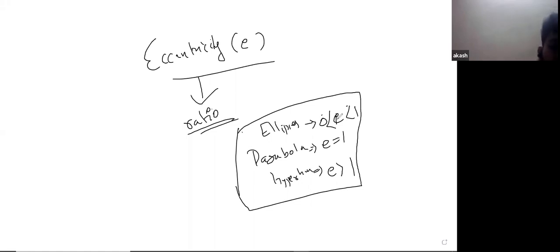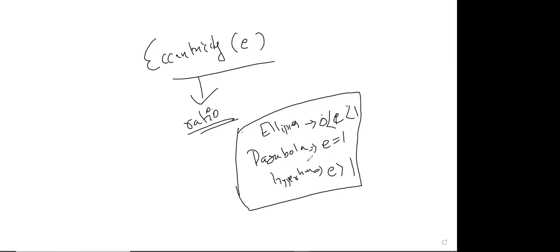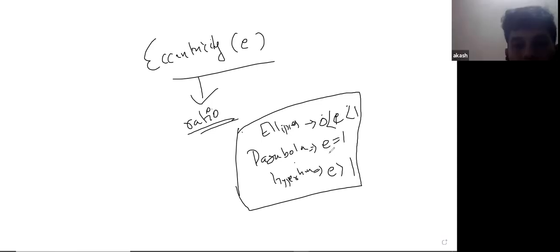Hello. So what have you done in the middle? Parabola eccentricity equals 1, and hyperbola eccentricity is greater than 1.